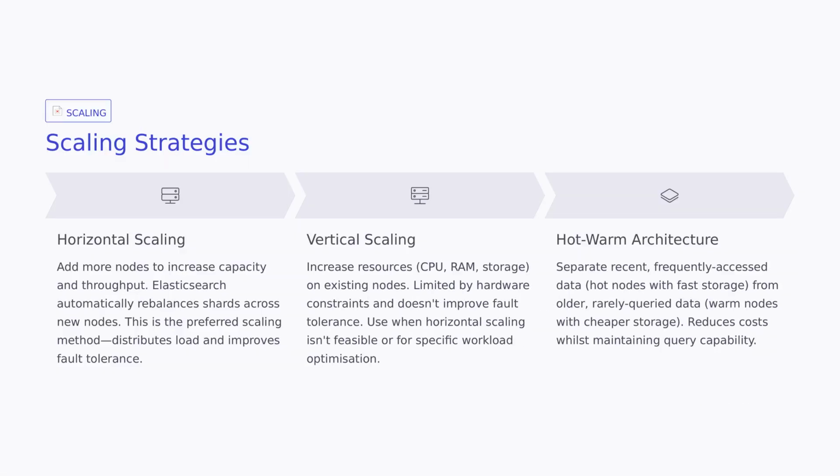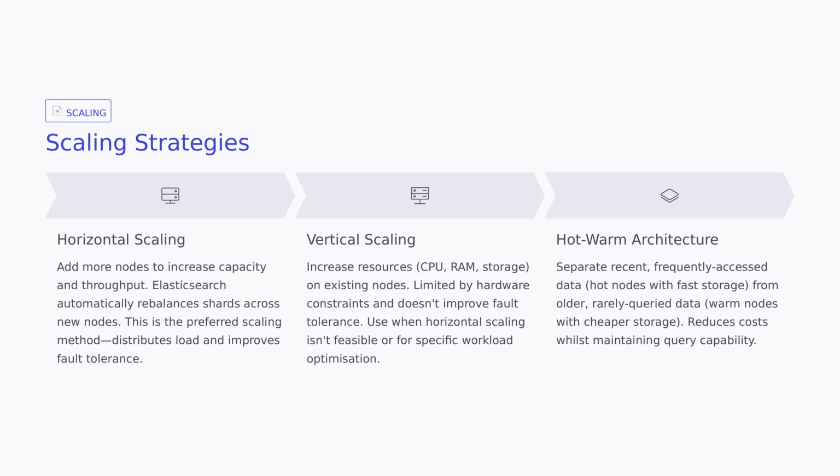How can we scale Elasticsearch efficiently? Horizontal scaling involves adding more nodes to boost capacity and throughput, with automatic shard rebalancing for load distribution and fault tolerance. In contrast, vertical scaling increases resources on existing nodes, limited by hardware and without enhancing fault tolerance.